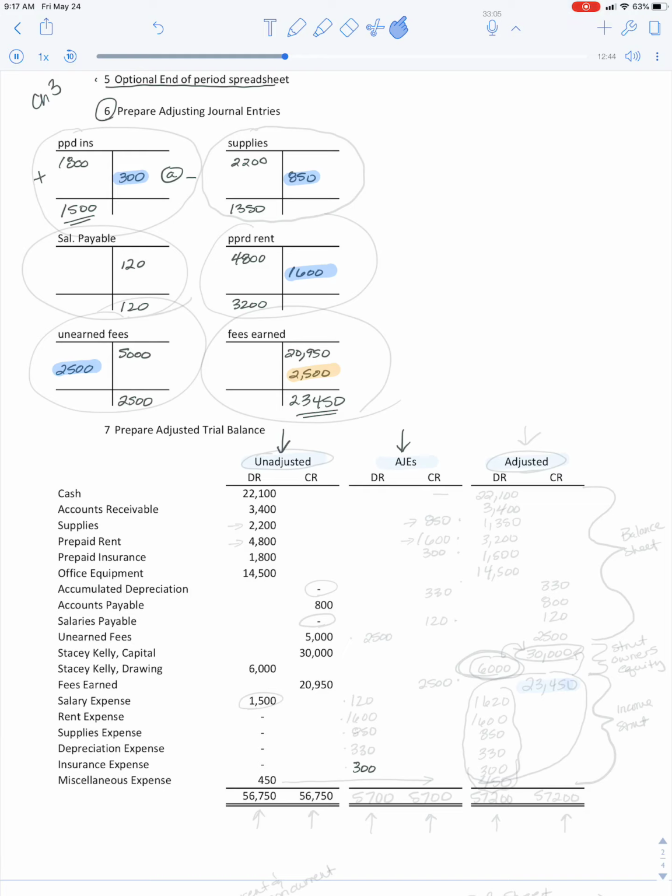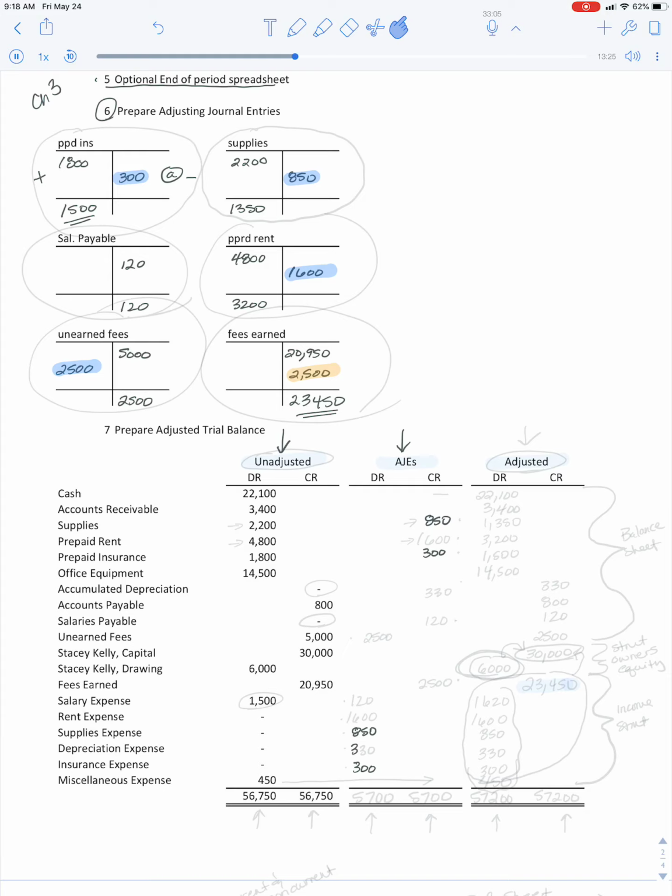The second entry was supplies. Supplies expense, $850. Supplies, $850. So supplies expense, $850. Credit to the balance sheet account, $850. Okay. Thirdly, we had depreciation expense, $350. And accumulated depreciation, so debit to the expense account, a credit to the accumulated account.